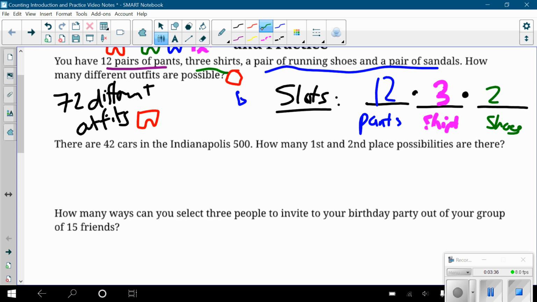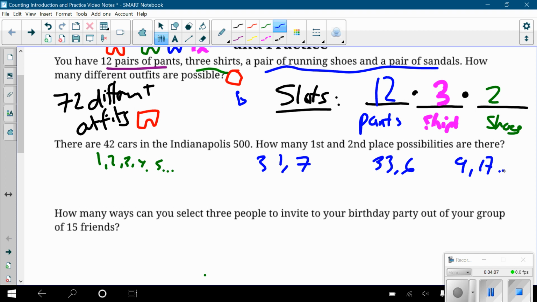Okay. So, again, there's 42 cars, so you could think about them as, if you want to think about them as numbered, there's car number 1, car number 2, car number 3, car number 4, car number 5. They're asking you how many different first and second place possibilities are there. So it could be like car 31 gets first and car 7 gets second. Or car 33 could get first and car 6 could get second. Or car 9 could get first and car 17. There's a lot of possibilities here.